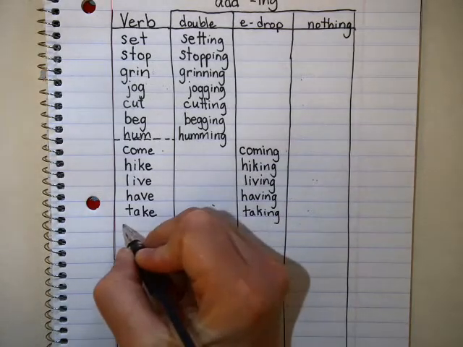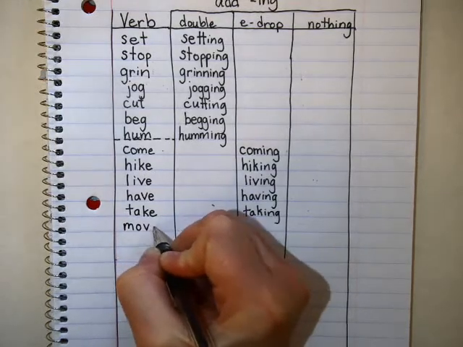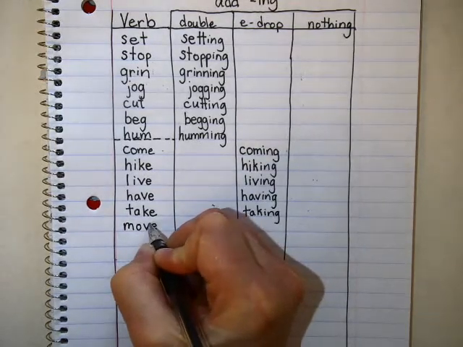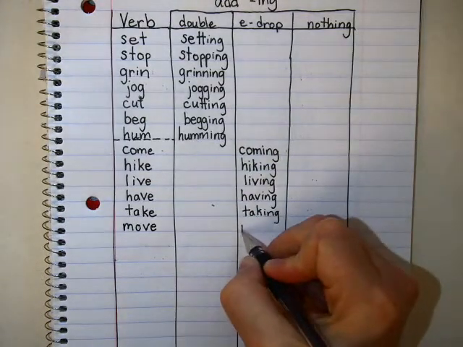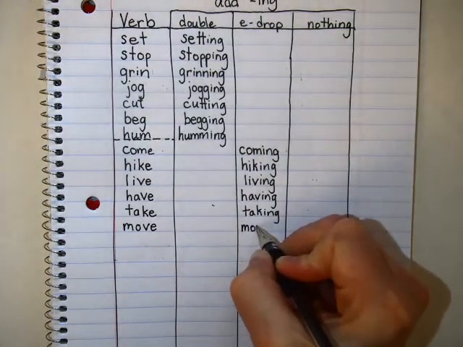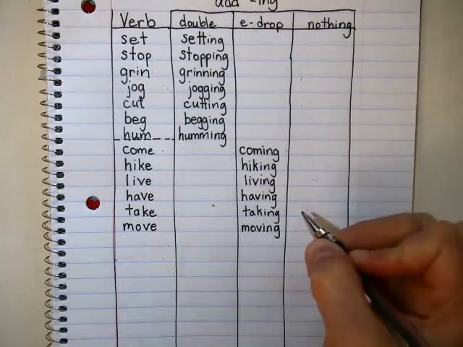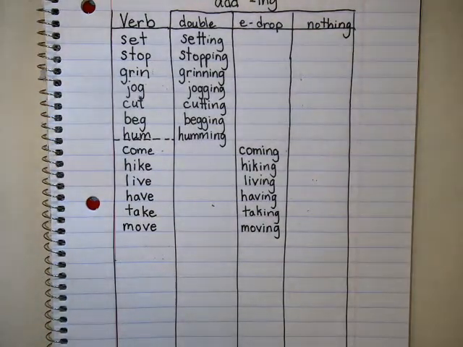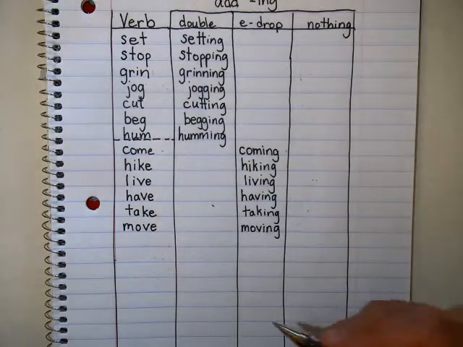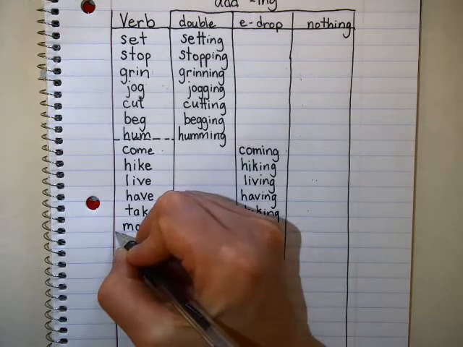Alright, your next one is move. It's important to move. And so your E drop word would be moving. Just going to drop the E and write moving. Moving. Okay. Alright, so those are all the words this week that we have to drop an E off from.